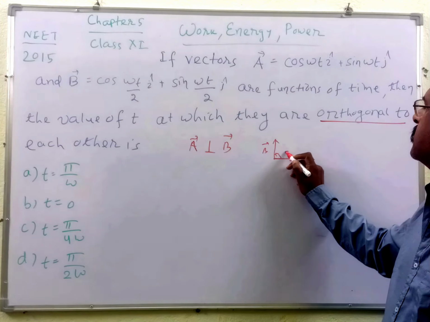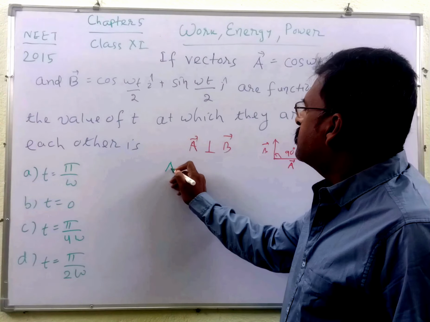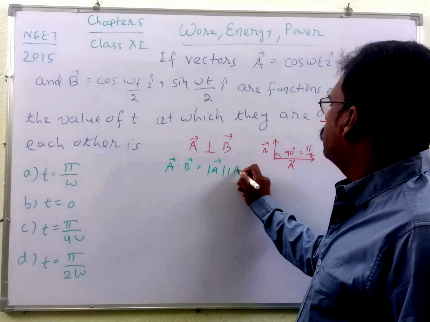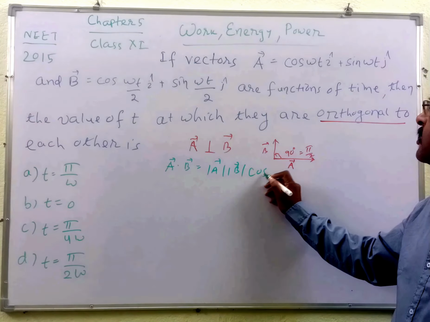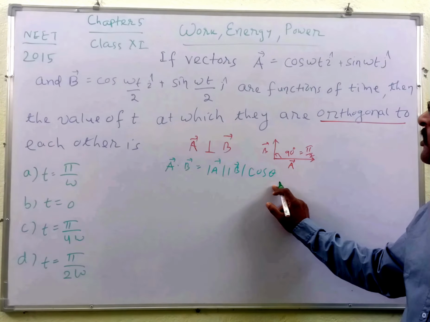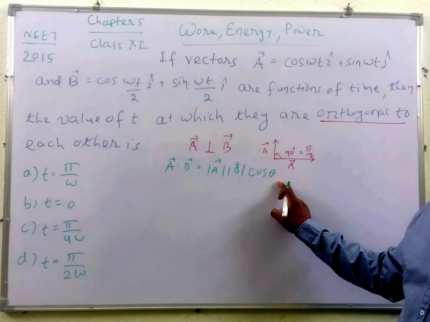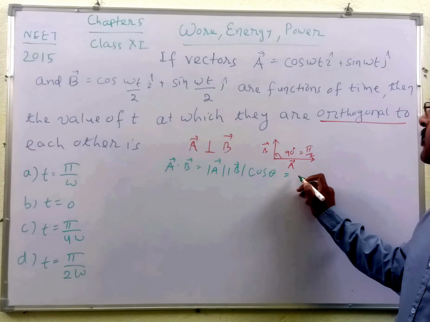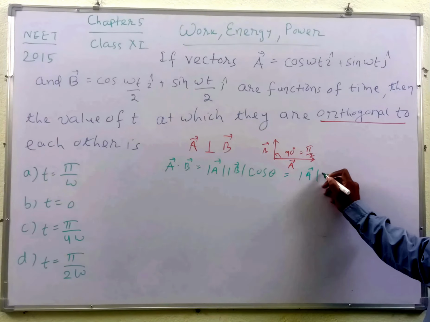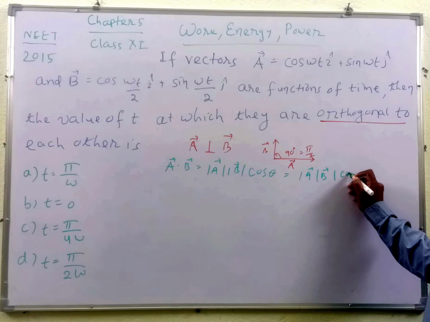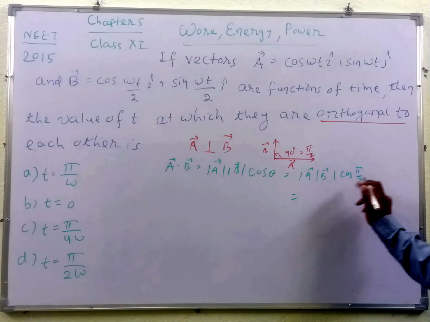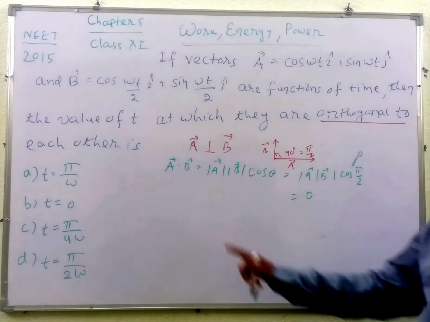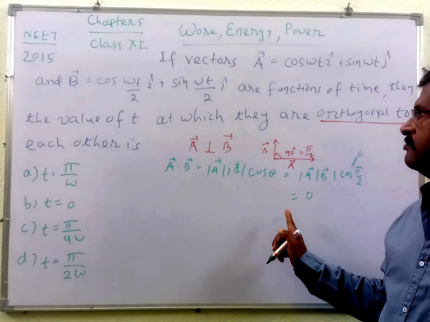Okay, student? So, in that case, the dot product of vector A and B becomes mod A into mod B and cosine of the angle theta between them. This is the value of dot product of two vectors, students. We have studied A dot B is equal to AB cos theta, and this becomes mod A mod B cos theta, meaning cos pi by 2, and the value of cos pi by 2 we know is equal to 0, students. So the dot product of the vectors will become 0.